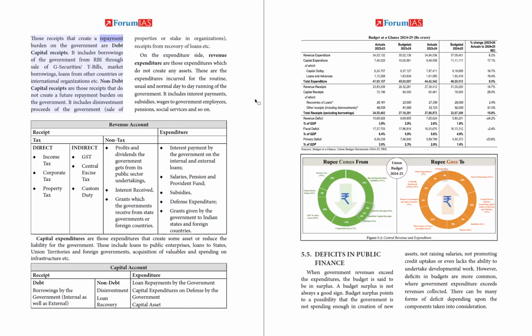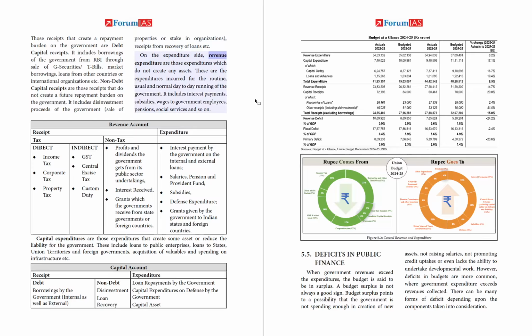Those receipts that create a repayment burden on the government are debt capital receipts. It includes borrowings of the government from RBI through sale of G-securities/T-bills, market borrowings, loans from other countries or international organizations, etc. Non-debt capital receipts are those receipts that do not create a future repayment burden on the government. It includes disinvestment proceeds of the government, sale of properties or stake in organizations, receipts from recovery of loans, etc.